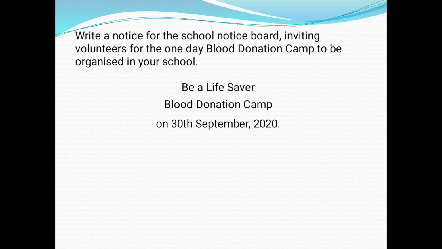And when you see here, you should not write "date" and then write the date. No. So directly you have to write on 30th September 2020. This is the format of writing the date. After that you have to write time. Here also you are not writing "time" and then specifying the time. No. So directly you have to write from 9 a.m. to 12 noon. Like this you have to write the time.